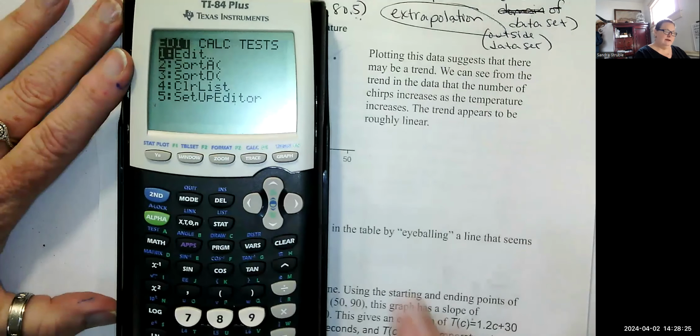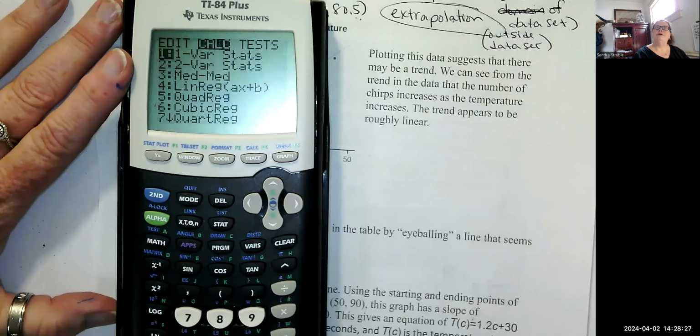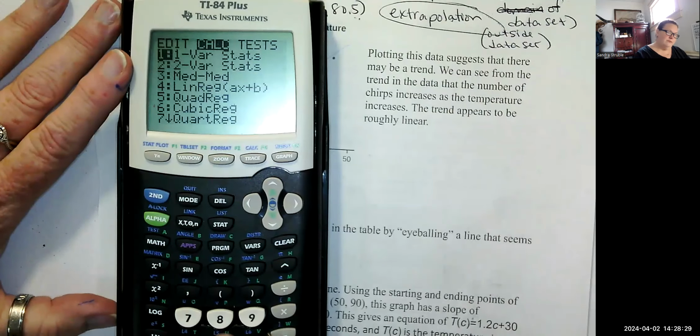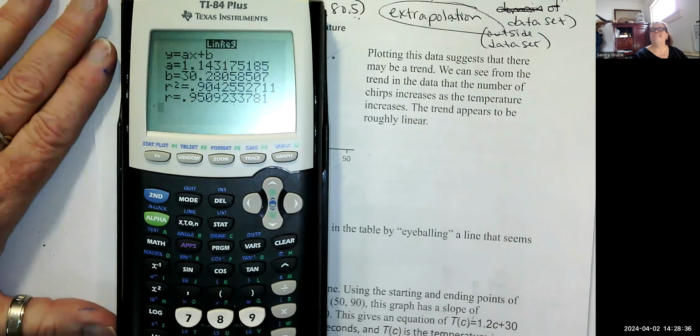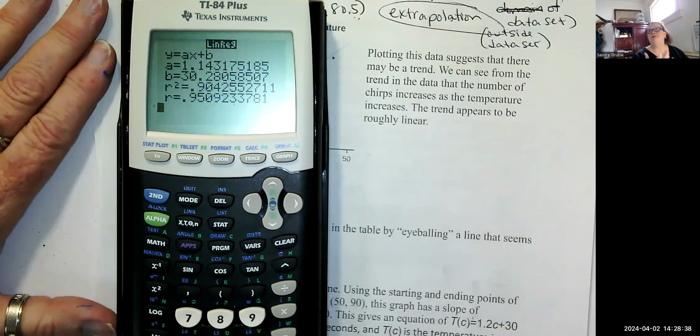Stat, calc, LinReg 4, or go down, and then just enter, enter, enter. And there you go. Mine were already on, so you're not going to notice a difference.